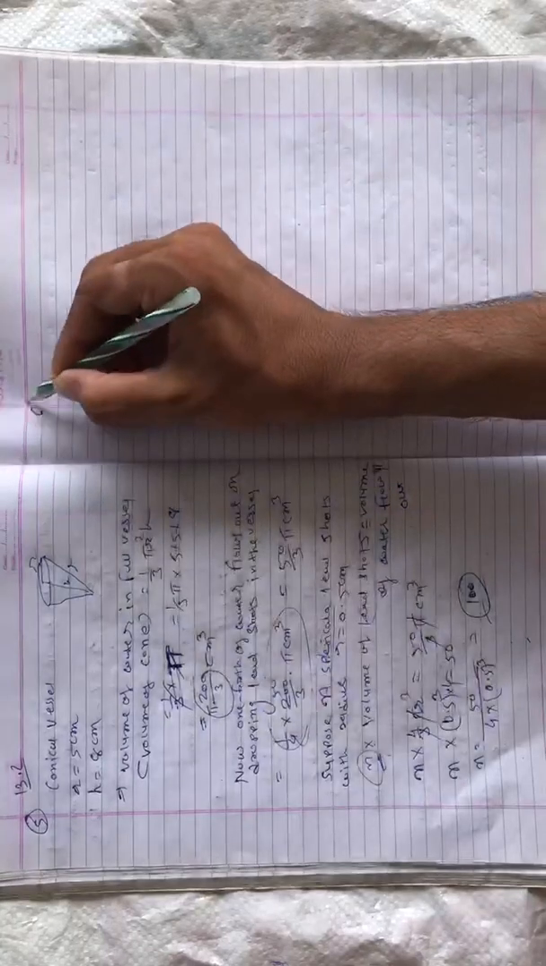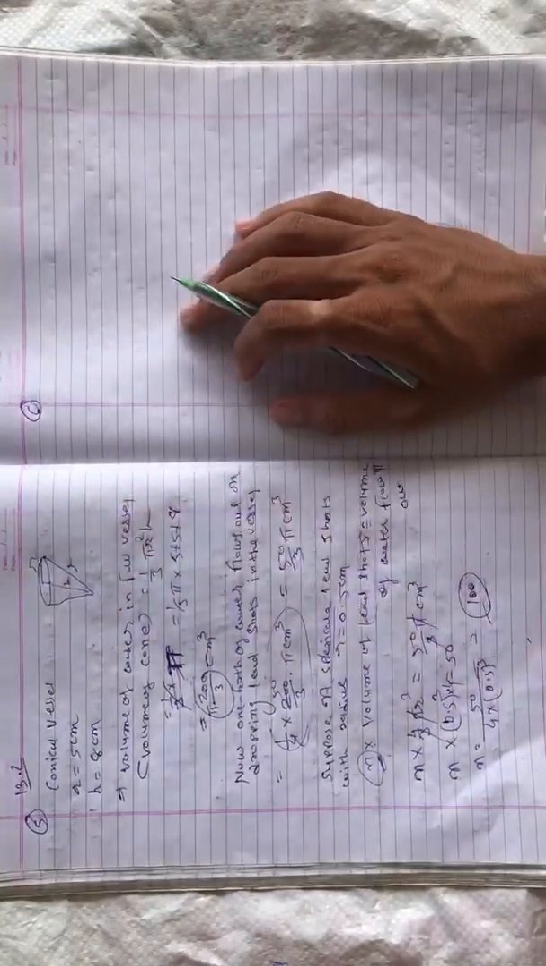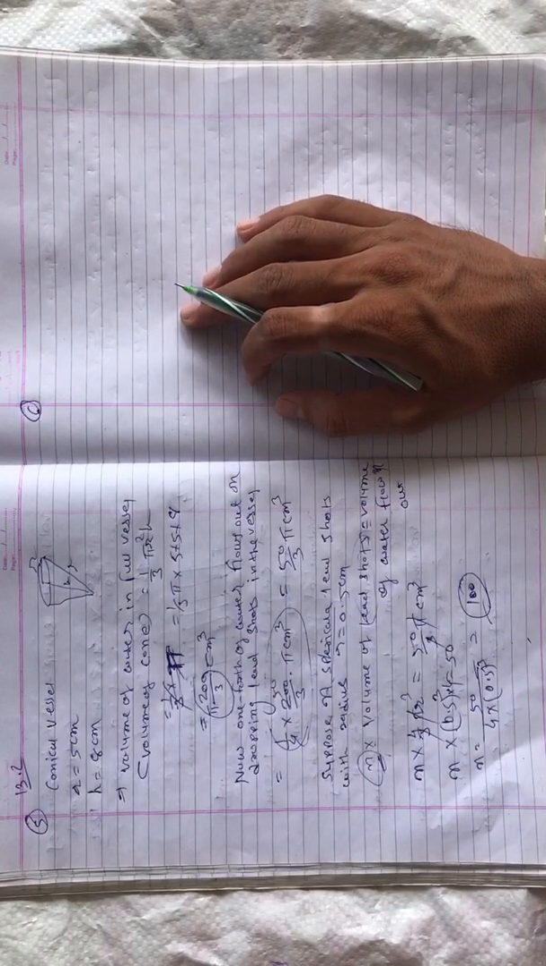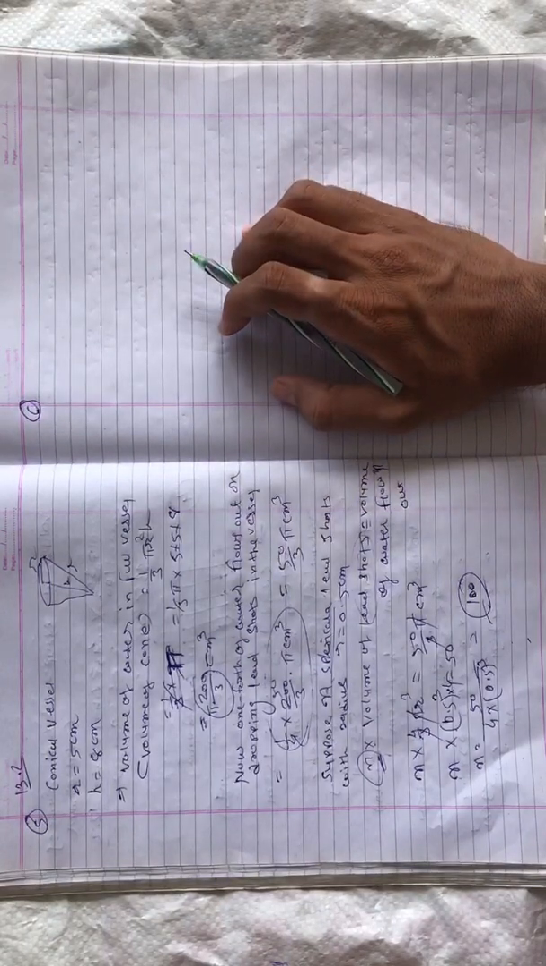Now question number 6. In question number 6, a solid iron pole contains a cylinder of height 220 centimeter and base diameter 24 centimeter, which is surrounded by another cylinder of height 60 centimeter. Find the mass of the pole, given 1 centimeter cube of iron has approximately 8 gram mass.